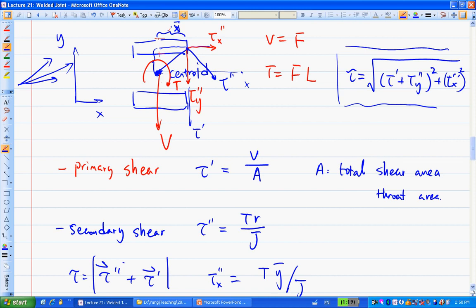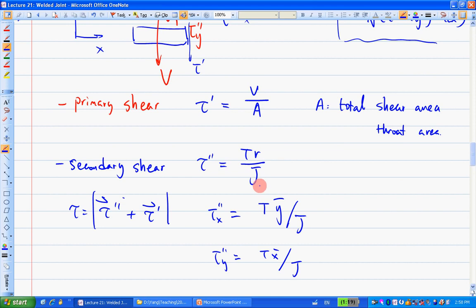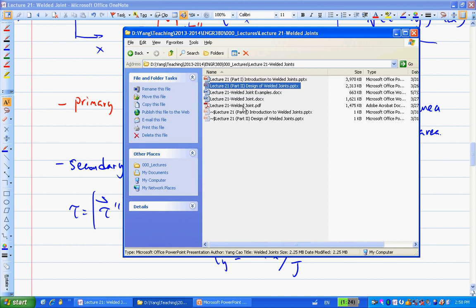Okay, so now the last point to make is the J. So how do I get the J? J is the second polar moment of area. So technically, you have to go through double integrals to get the J. To save us trouble, we use a table from our textbook. Let's open it up here.